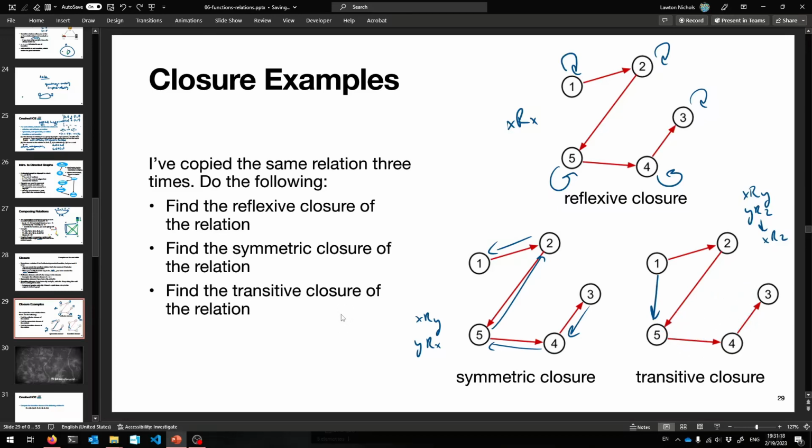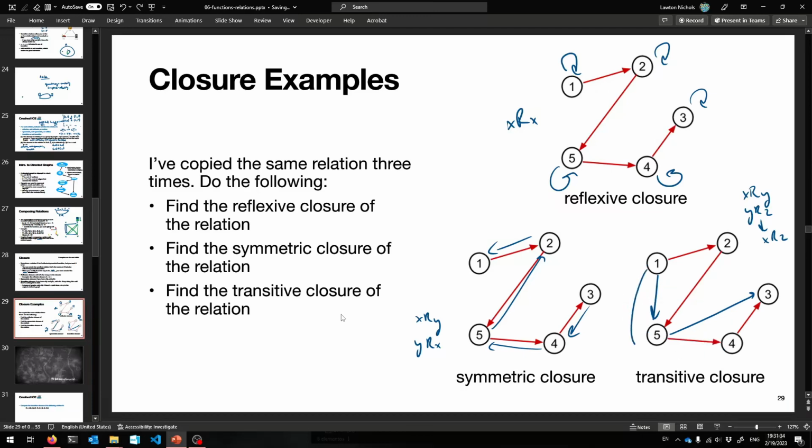Transitivity requires that. But we're not done still. These new arrows have forced other transitive requirements, using them now. See that? Because now I have 1 to 5 and then 5 to 4. Now I can go straight from 1 to 4, and I wasn't able to do that before.